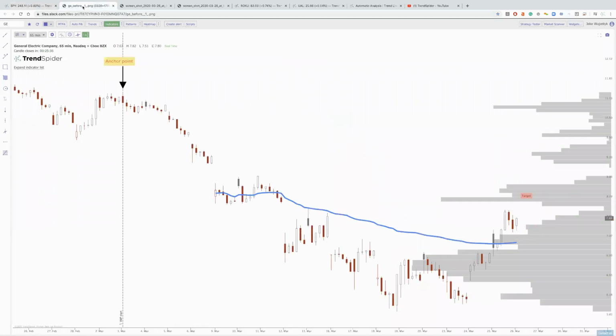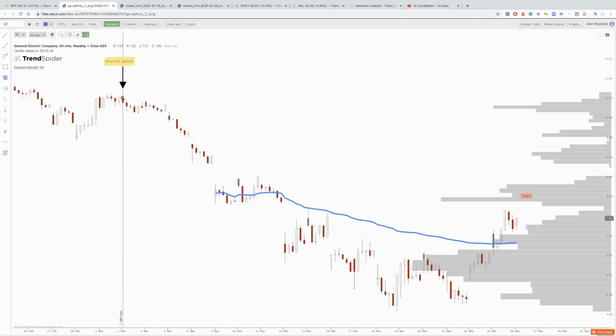I want to go through a real life example of a trade that I made last week on GE using this tool. You can see here, I did 2 different things. I anchored the volume profile from this March 3rd dead cat bounce high. Notice that we hit an intraday, this is the 65-minute chart, so we hit a 65-minute high here, and that's where I started to anchor it from, because we were already in a downtrend. We had this little bounce.